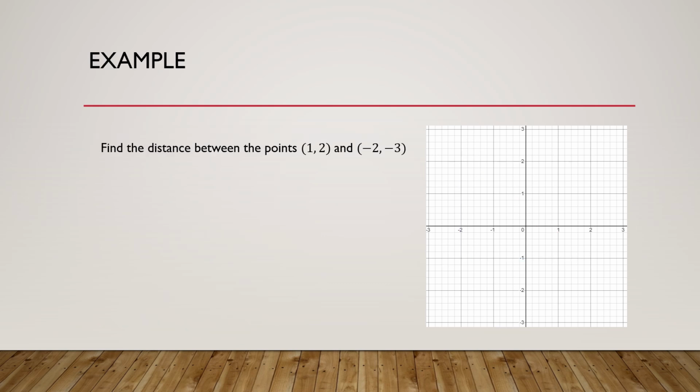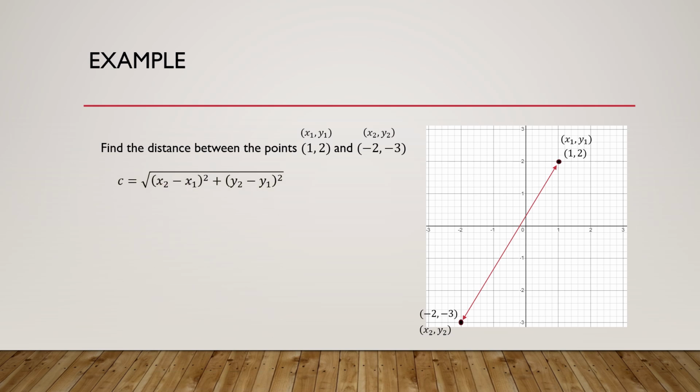For example, let's find the distance between the points (1, 2) and (-2, -3). We can plot the 2 points on our Cartesian coordinate grid, then establish one of the points as (x1, y1), and the other as (x2, y2). Remember from previous that the distance formula is c is equal to the square root of x2 minus x1 quantity squared plus y2 minus y1 quantity squared.